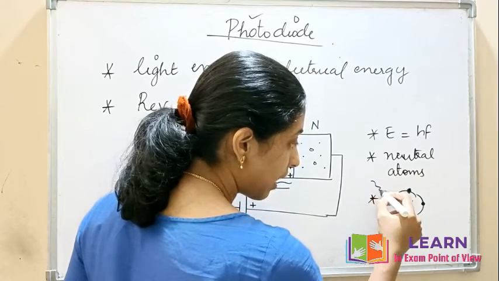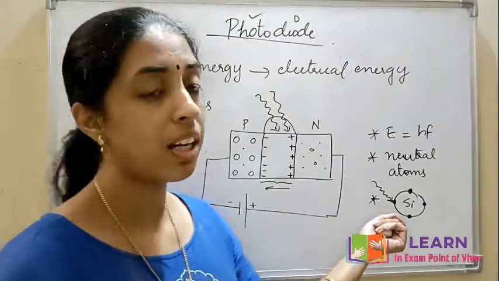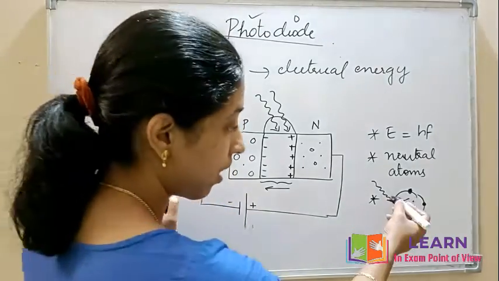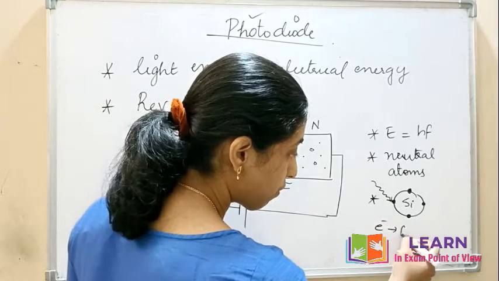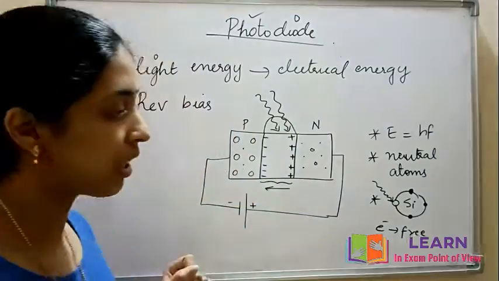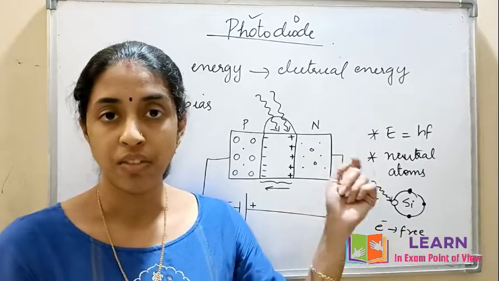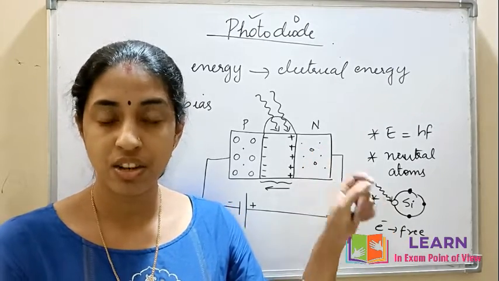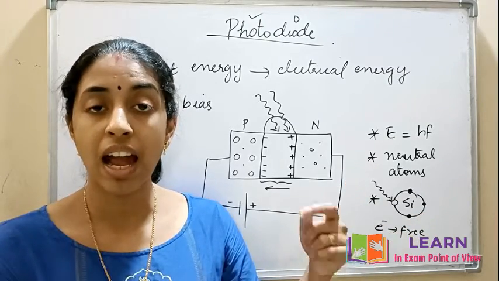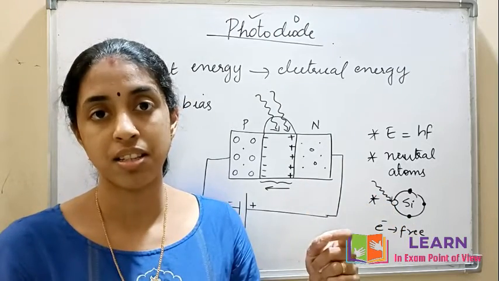Once this light energy strikes the depletion layer, which has these neutral atoms, what happened? The electron gets excited and comes out. This electron is now free, and at the position of the electron we have a hole now. Clear this point? This point is the main part of this photodiode. So these electrons and holes are charge carriers.